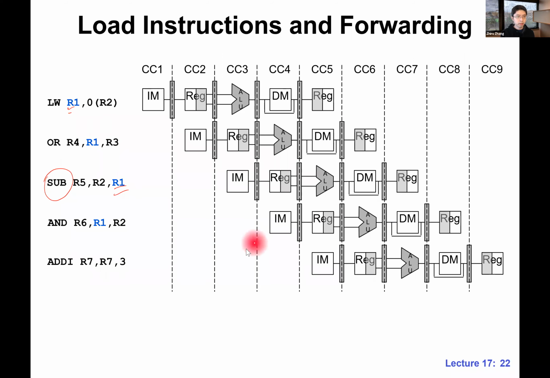Let's focus on sub first. Cycle 5, very good, right? Tell me the name of the forwarding path. It's something to EX, right? Very good. WB to EX. Okay. This is the forwarding path.